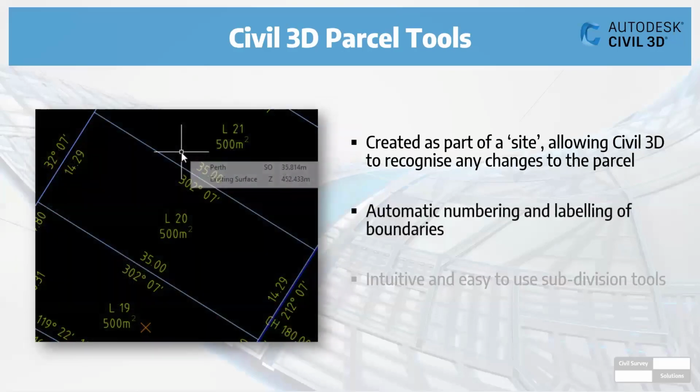It also automatically numbers and labels the boundaries. As you can see in this image, it's automatically labeled the lot L20, and then it's done the external boundaries with the degrees, minutes, seconds, and the distances.